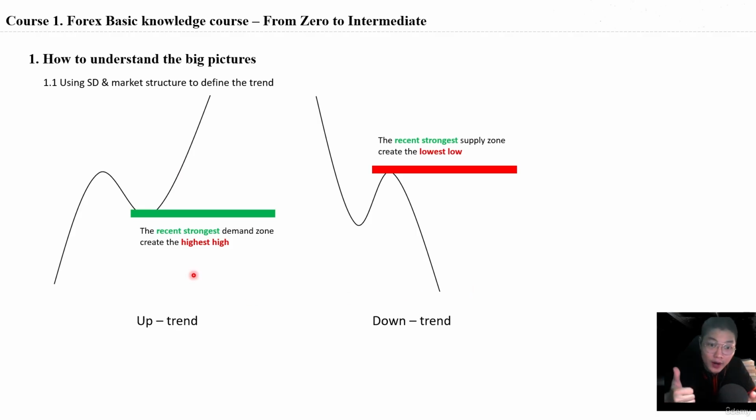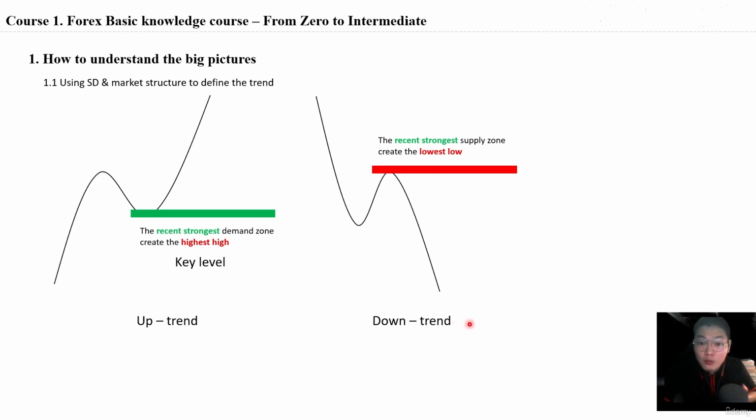On the markets, you need to define the recent strongest demand zone that creates the highest high for the uptrend. You also call this the key level of the up movement. If the price can break the key level, it means the strongest demand zone has been broken. The strongest buyer pressure has failed and the seller is stronger than the buyer. Therefore, the movement will change from the uptrend to a down movement.